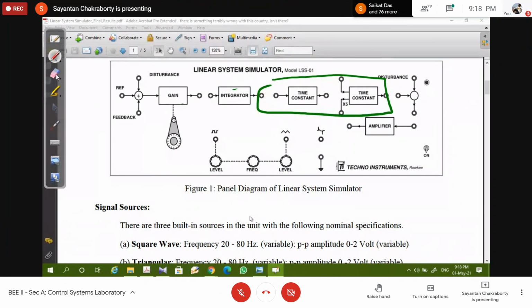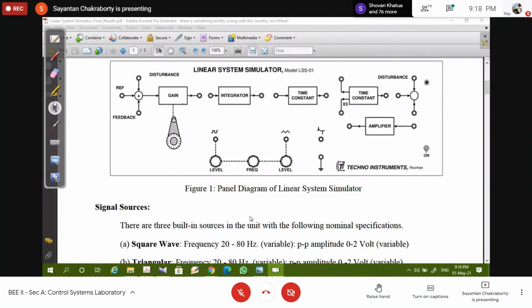Any notification regarding your viva lab experiment? I think lab exam? Sir, 8th. 8th May? Yes sir. Okay, what time has been given? Sir, 12:30. Okay. Which section are you from? Sir, A section. Okay, I think it's the same for A and B section, right? Yes sir. Okay okay. So I think I'll stop here.